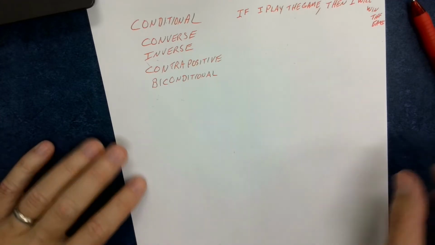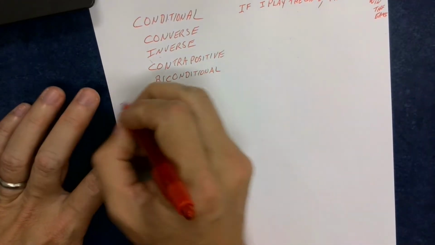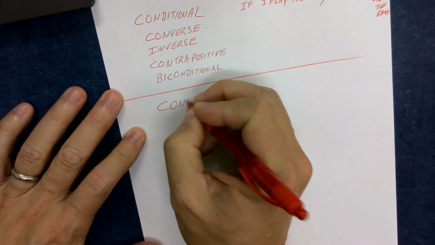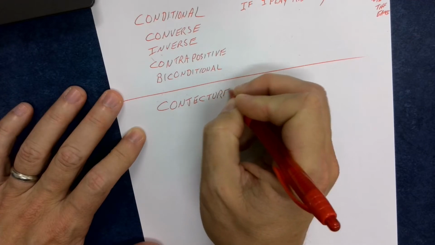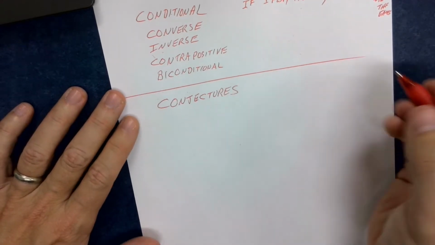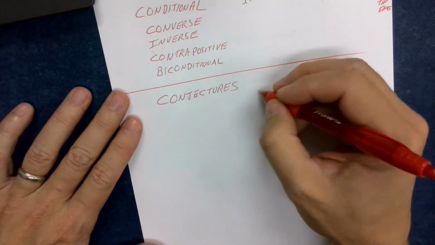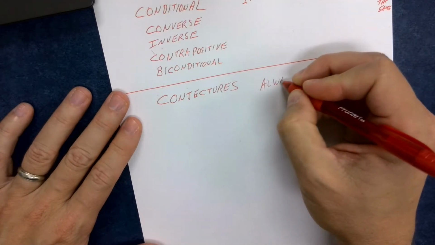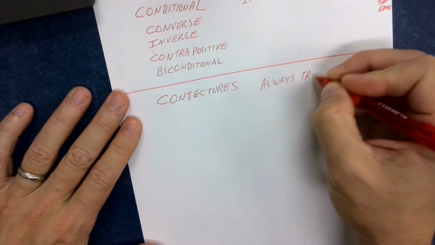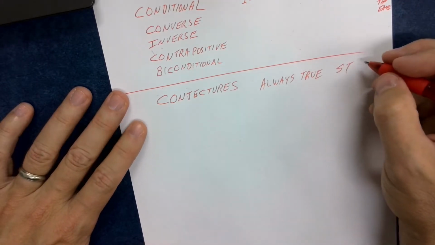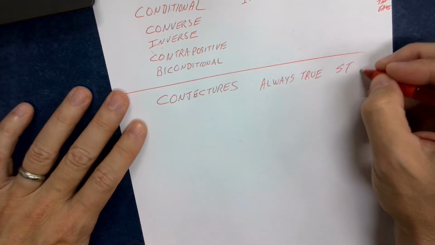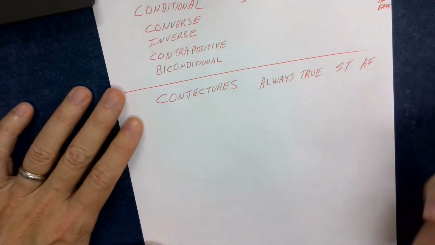Then I'm going to have a whole section of conjectures. I'm going to give you some conjectures, I'm going to make some statements, and you need to tell me this. Is it always true? Is it sometimes true? Is it always false? Whatever it is, there's a statement.